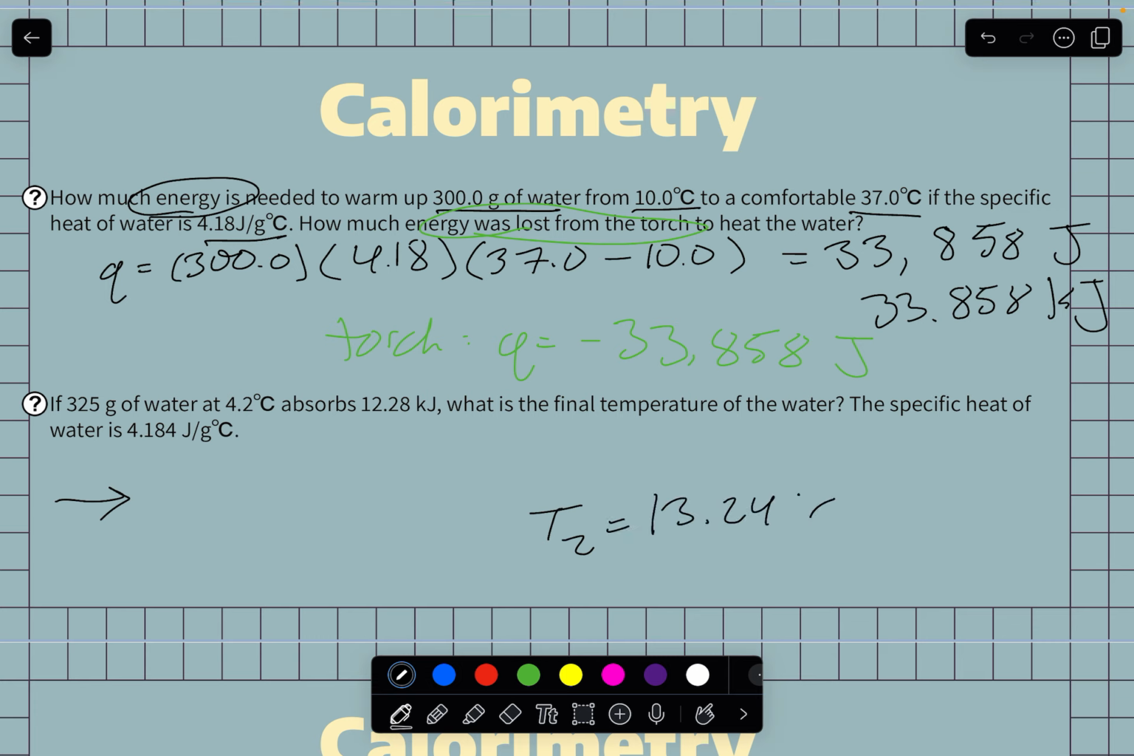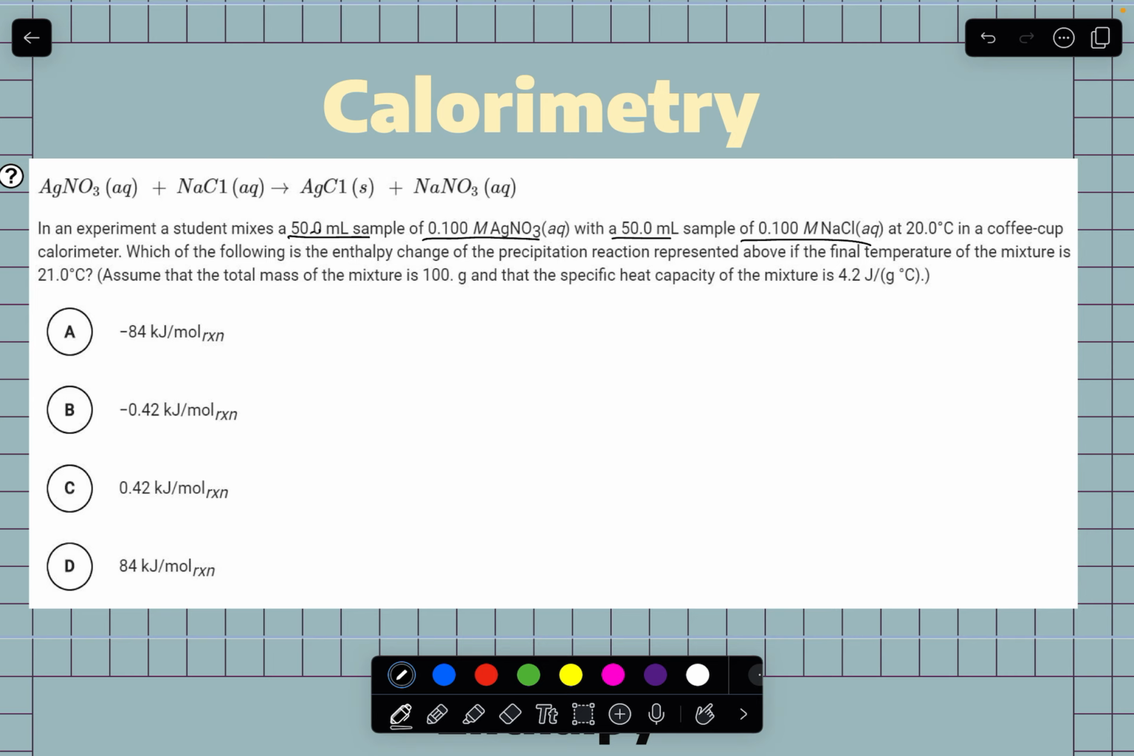Okay, so if we have an experiment where a student mixes 50 milliliters of 0.1 molar AgNO3 with 50 milliliters of 0.1 molar NaCl at 20 degrees, which of the following is the enthalpy change of the precipitation reaction if the final temperature is 21 degrees? Okay, and it tells us assume the total mass is 100 grams and the specific heat capacity 4.2. So it tells us the mass, it tells us the C, and we have our delta T.